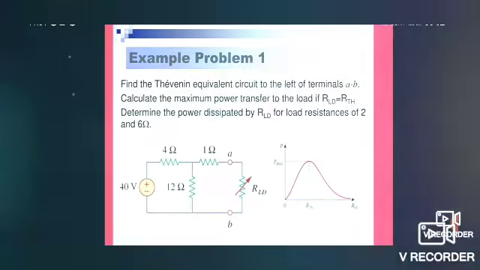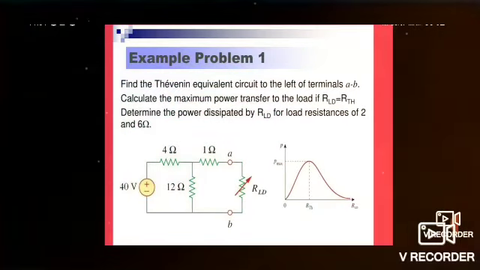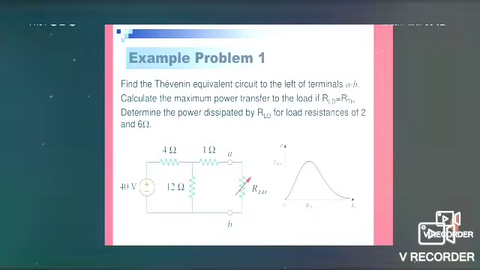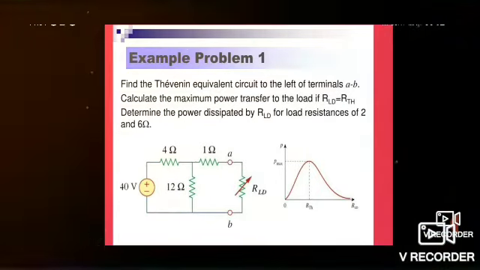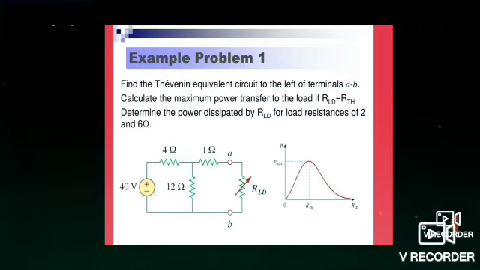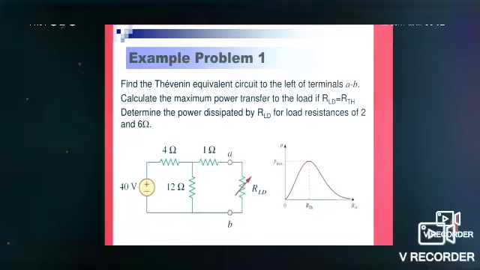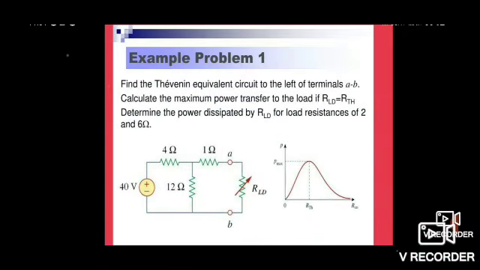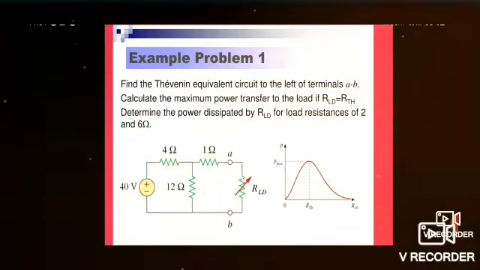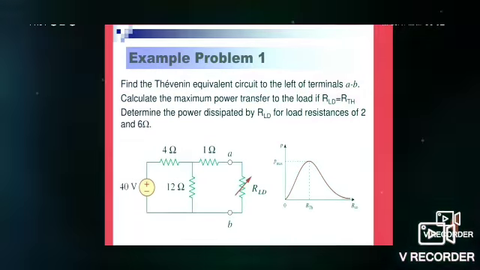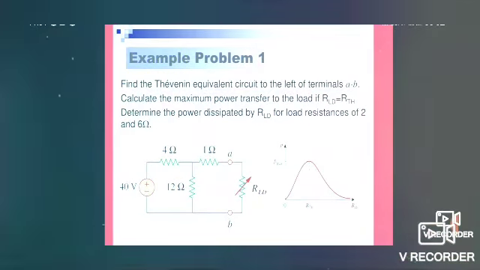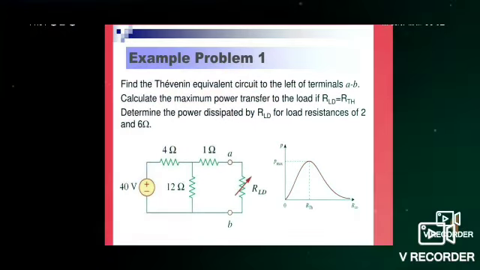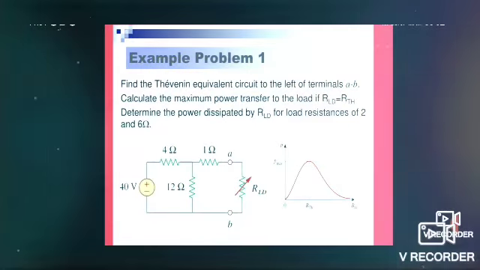We will see an example. Find the Thevenin equivalent circuit to the left of terminal AB and calculate the maximum power transfer to the load if RLD equals RTH. Now, see the diagram, in which we have to find the value of RTH by open circuiting the RLD and short circuiting the 40 volt voltage source, and find the looking-back resistance from AB. That value gives RTH, which is equal to RL.